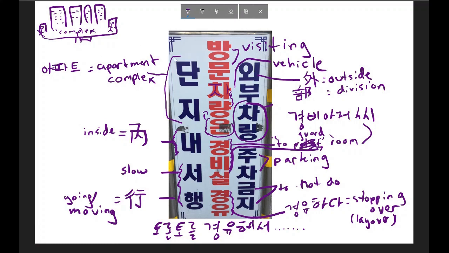And again, if I go through this whole sign, it's saying, okay, first things first, drive slowly inside the apartment complex. Any visiting vehicles should check in at the guard tower, the guard room, first. And then any outside vehicles can't park here.